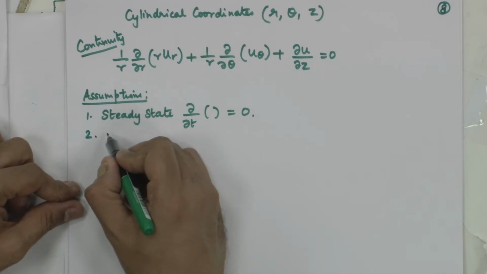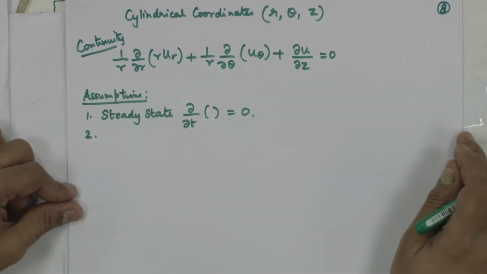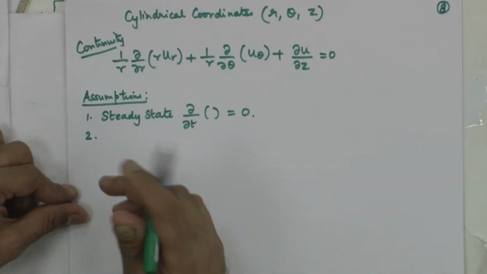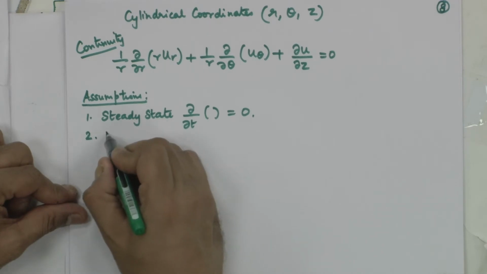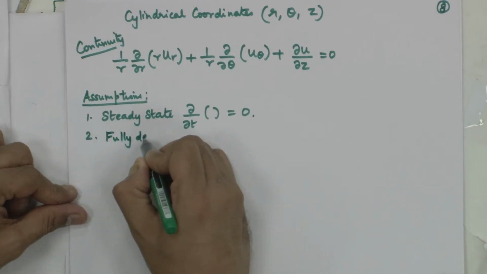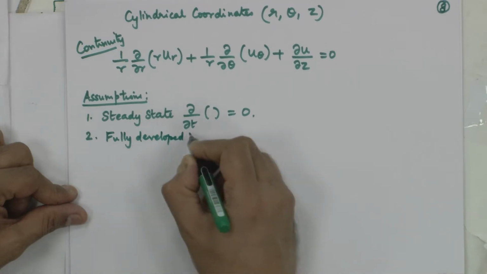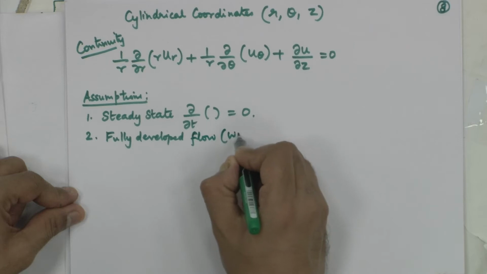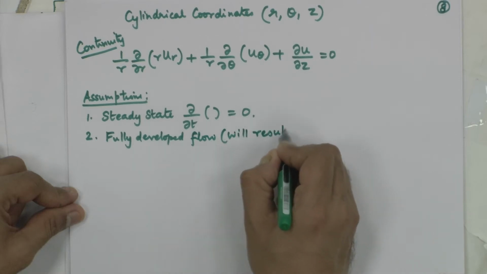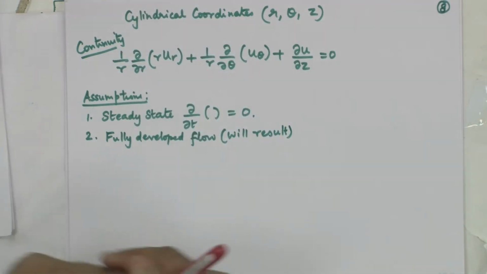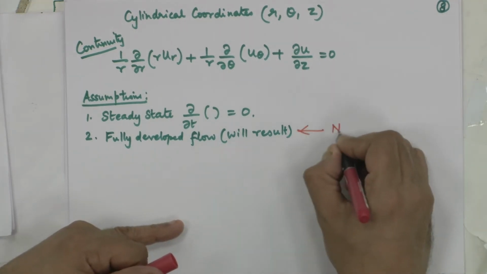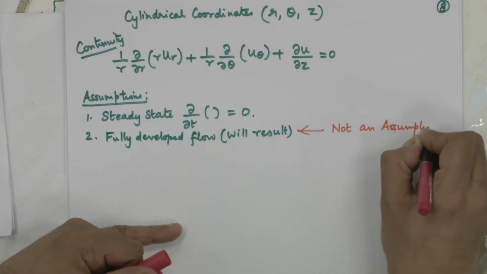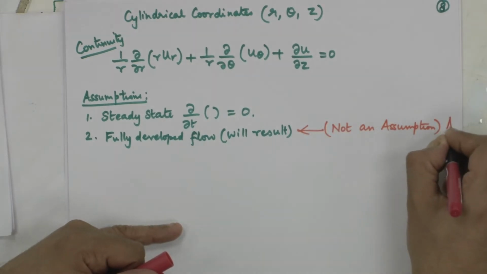Second, the axial direction is infinitely long, so we do not have any specific favor with any particular x or z location. We are talking of fully developed flow. But this will be a result, so let us not put this as an assumption. We are going to get this as a result, not an assumption. Please make a note of this.